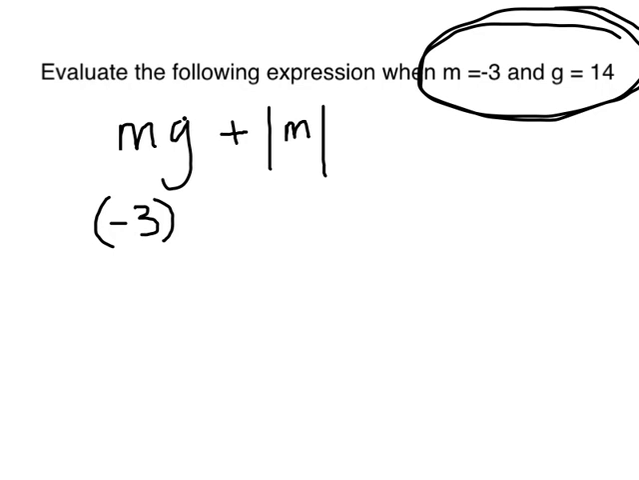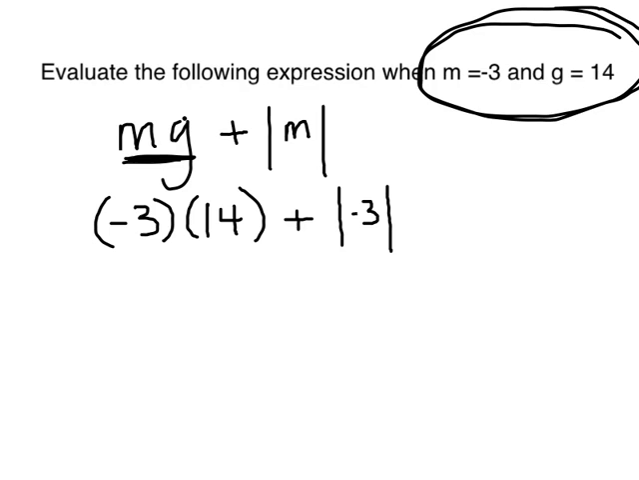I'm also going to put g inside parentheses, and I'm going to leave them squished together, because remember, squished together in math means multiply. I'm going to bring down my addition sign, and then this says I want the absolute value of m, so I'm going to redraw my absolute value symbols and put in the value of m.